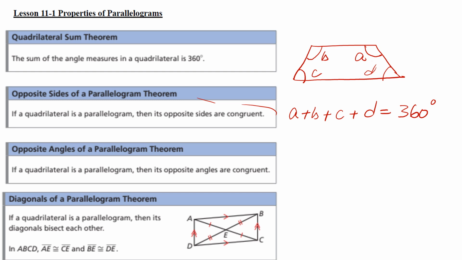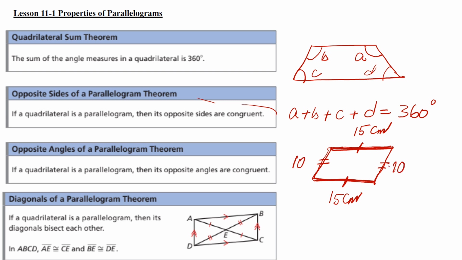Now, this quadrilateral is said to be a parallelogram if and only if the opposite sides are parallel to each other and also congruent to each other, which means if it is 15 centimeters, then the opposite side is also equal to 15 centimeters. Similarly, the other two opposite sides must also be equal to each other. So if it is 10 centimeters, the other is also 10 centimeters.